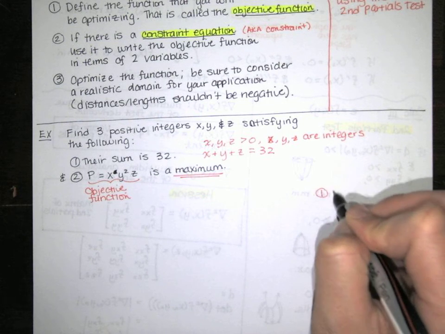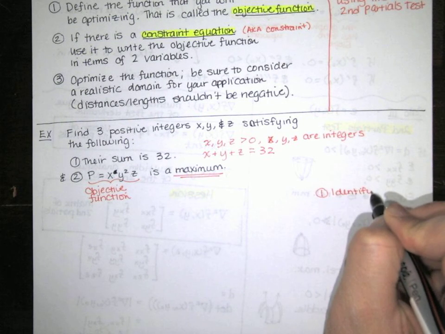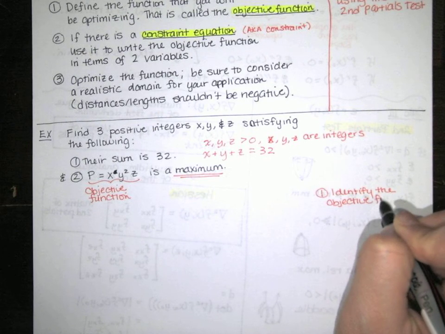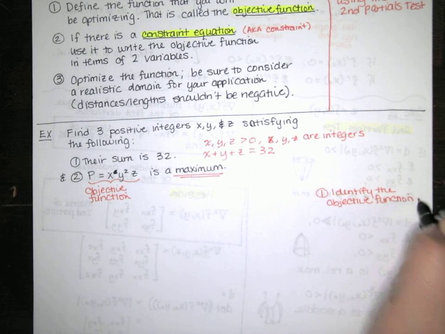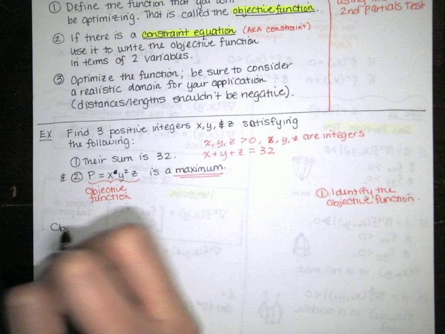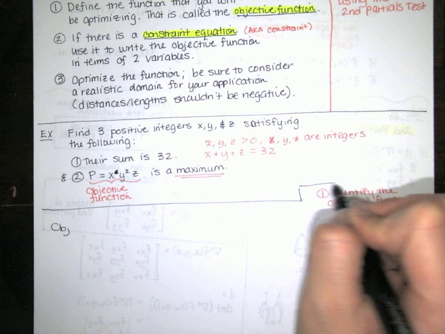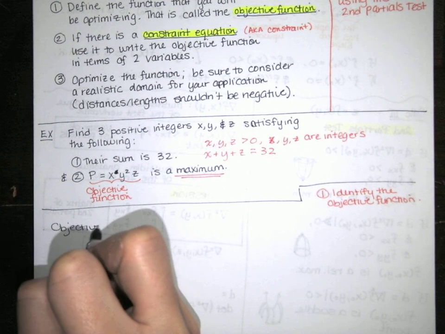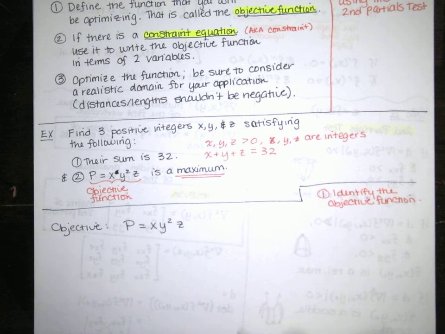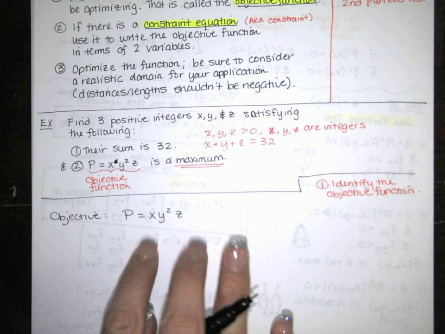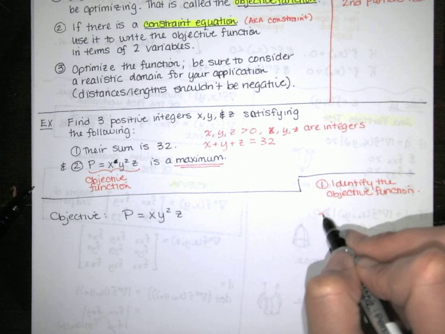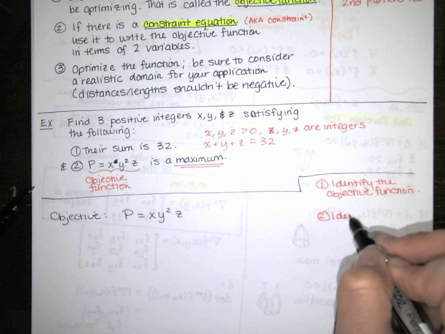You want to first identify the objective function, and that's the function that you're trying to minimize or maximize. And we just did that. We said the objective function is p equals x times y squared times z. Unfortunately, this is a function of 3 variables, not 2, so we need some constraint. So then from here we want to identify the constraint equation.